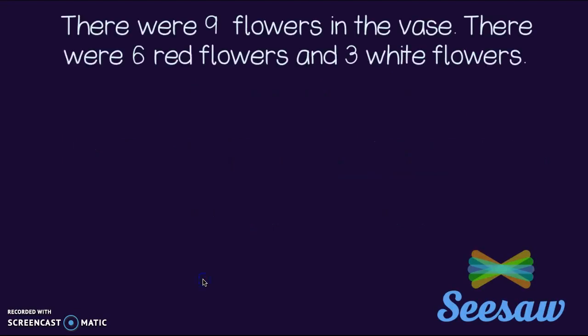So now this is what I'd like you to do. I'm going to read this story, and I would like you to go ahead and draw a picture using 5 groups. All right? If you like, you can, for a bonus to push yourself, fill in a number bond too. All right, you ready? I'm going to read it twice for you. Here we go. There were 9 flowers in the vase. There were 6 red flowers and 3 white flowers. Okay, friends, we're going to draw a 5-group picture to show that.